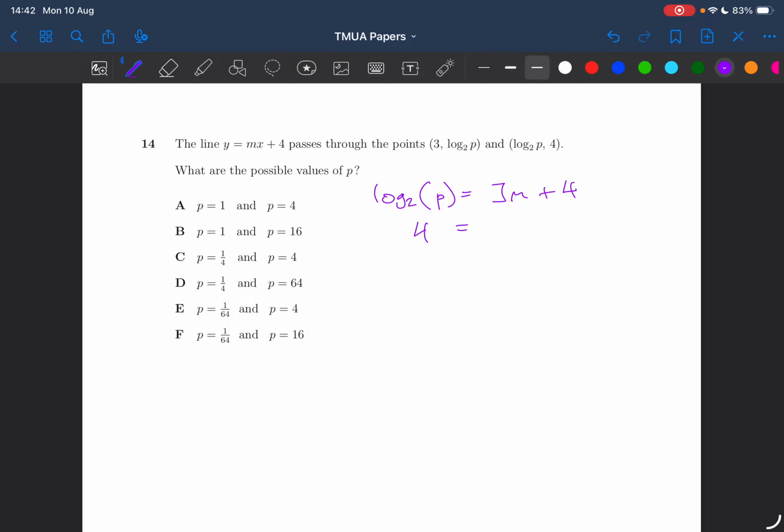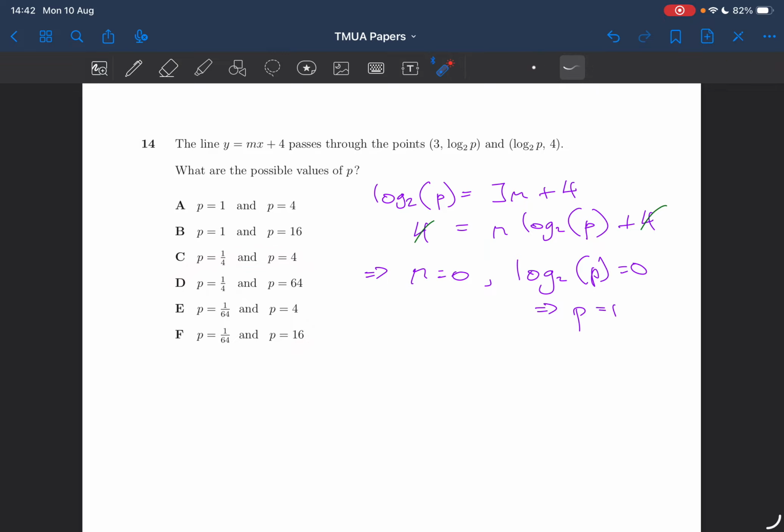where we will have 4 is equal to m times this thing, plus the 4. If we take that second equation, goodbye 4, goodbye 4, we can see therefore that we either need m equals 0, or we need to have log base 2 of p equal to 0. Well, this one on the right, that will tell us that p is 1. So that's ruling out some of these ones.